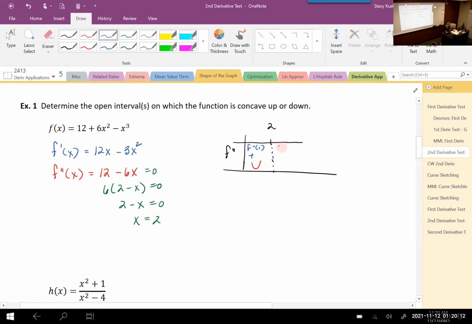On the right of it, if we pick f double prime of, I don't know, 3, f double prime of 3 would be what? 12 minus 18? Negative. Okay, so this would be concave down. All right, it's just, where's the function concave up and where is the function concave down?